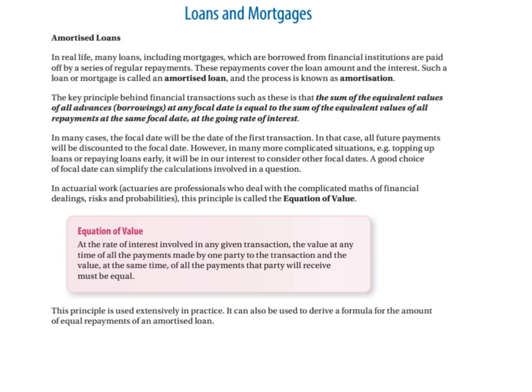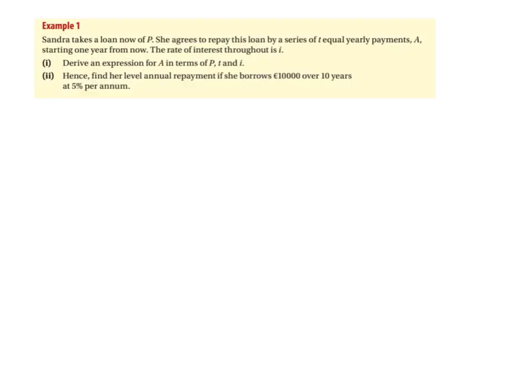If you want, you can read all this here and it'll go through the whole idea of an equation of value. But what we're going to do is find a formula that will tell us the amount of equal repayments for an amortized loan. We'll do that on the next slide. It's example 1 in the book, and we are going to use what we've done in the previous chapters, i.e. geometric progressions, in order to work out what's called the Amortization Formula, which will tell us the monthly repayments for an amortized loan. Okay, so let's have a go at this.